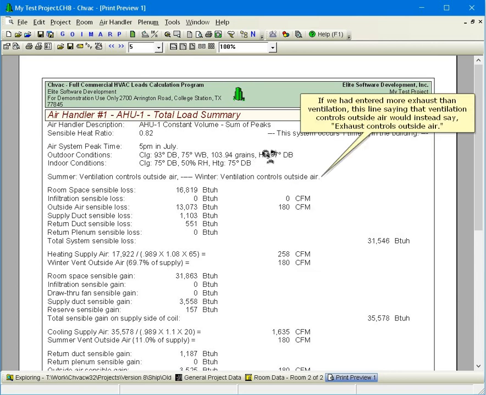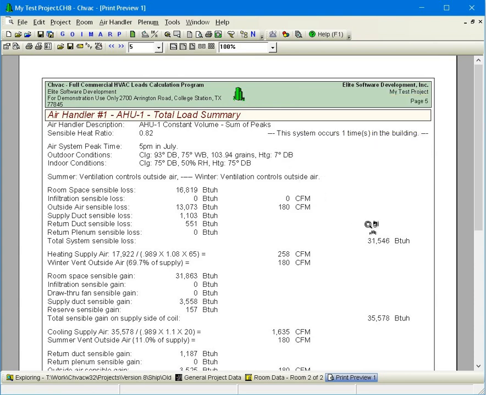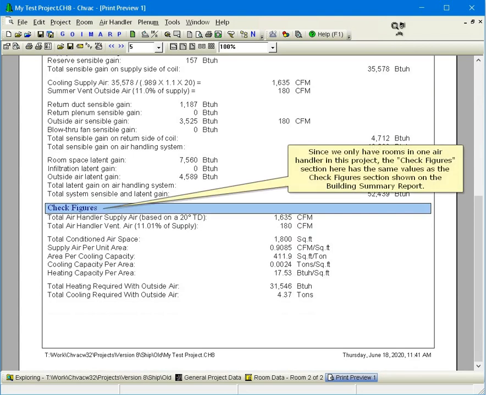If we had entered more exhaust than ventilation, this line saying that ventilation controls outside air would instead say exhaust controls outside air. Since we only have rooms in one air handler in this project, the check figures section here has the same values as the check figures section shown on the building summary report.